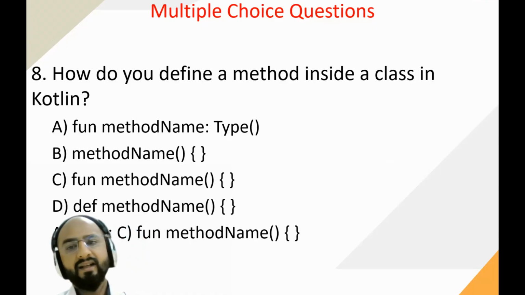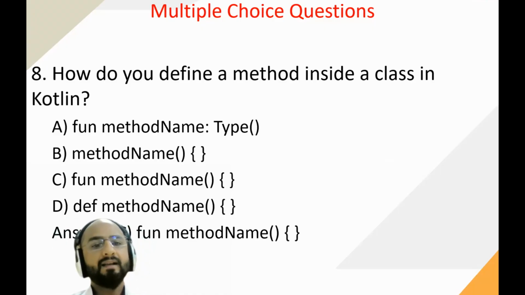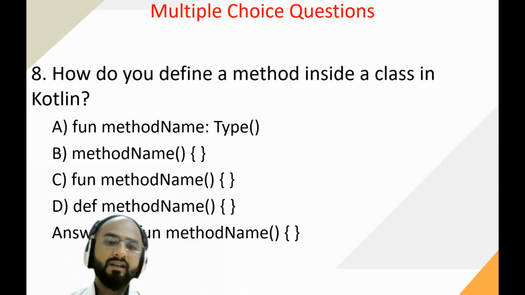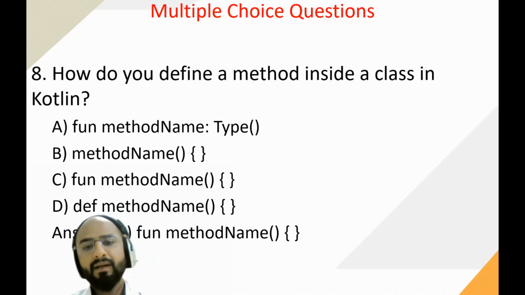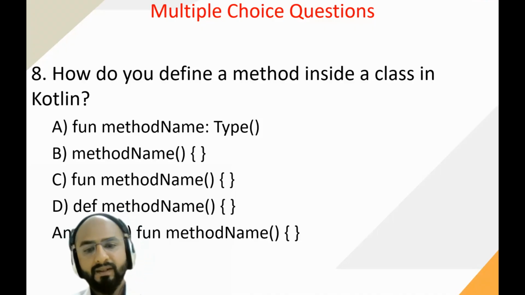How do you define a method inside a class? If you want to create a method inside a class, what is the syntax? A, function method name colon type. B, method name round bracket and curly brackets. C, function method name round bracket and curly brackets. D, def method name round bracket and curly bracket.